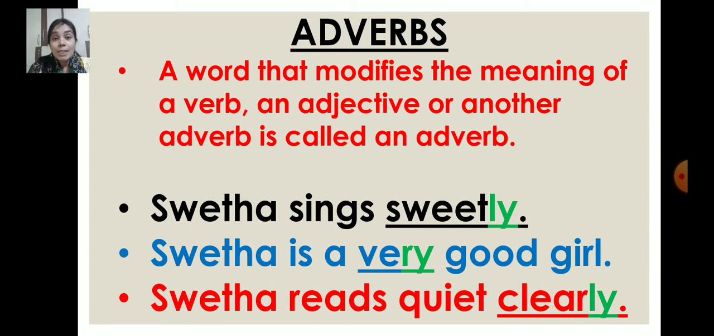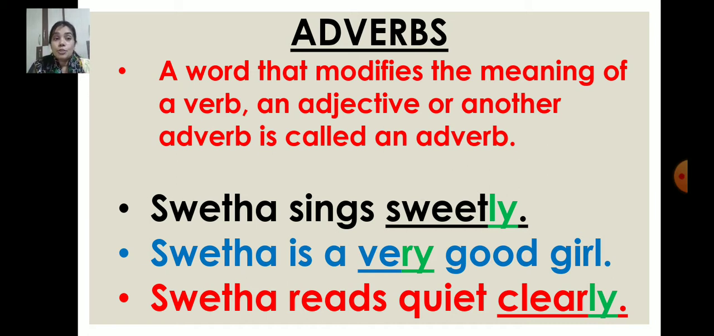Okay. Now look at the sentences given down. The first one is Shweta sings sweetly. Say the sentence after me. Shweta sings sweetly. Okay. Number 2. Shweta is a very good girl. And number 3. Shweta reads quite clearly. So these are the 3 sentences.